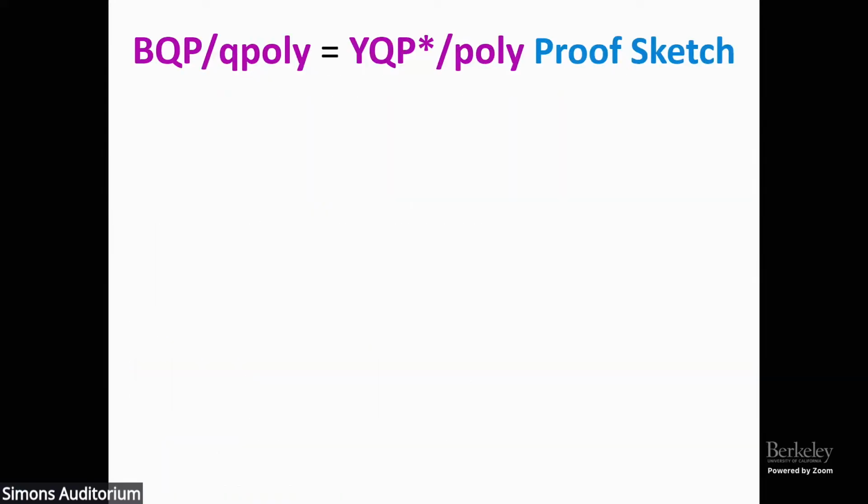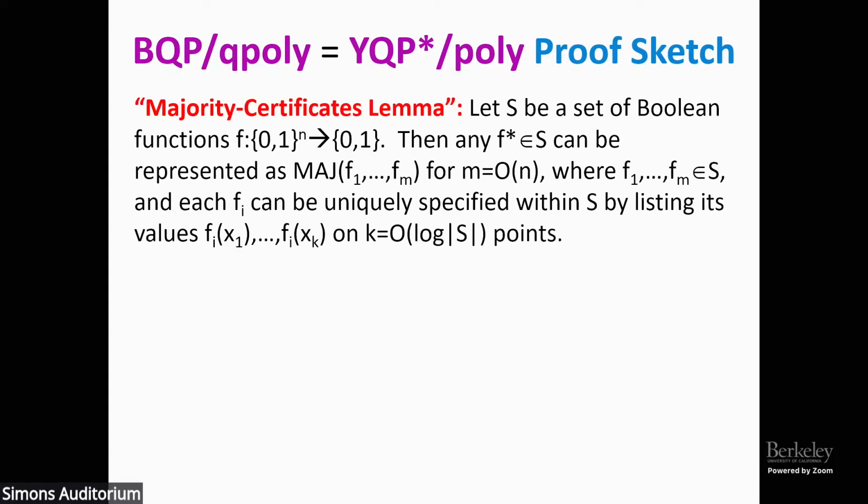For those of you who haven't seen this before, this is a complicated result to prove, but I have a one slide sketch of how it goes. And the key combinatorial insight that gave us the idea that unlocked this proof was something that we called the majority certificates lemma. So this might be of independent interest. Let me tell you what this says. It says, let S be any set of Boolean functions f, each one mapping n input bits to one output bit. Then we are interested in some particular function, f star in S, and we want to somehow specify it or uniquely determine it.